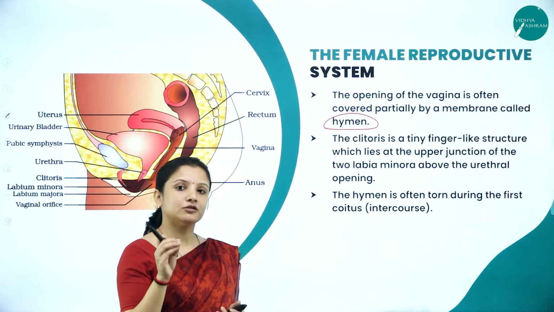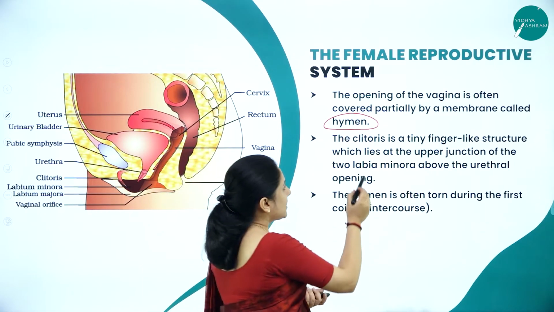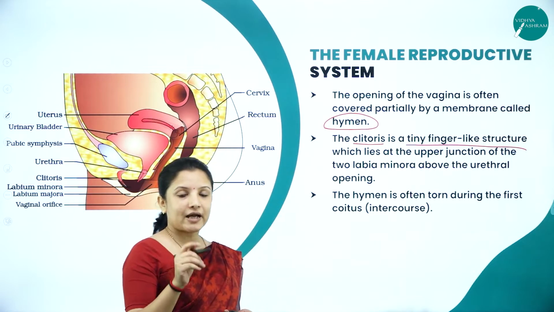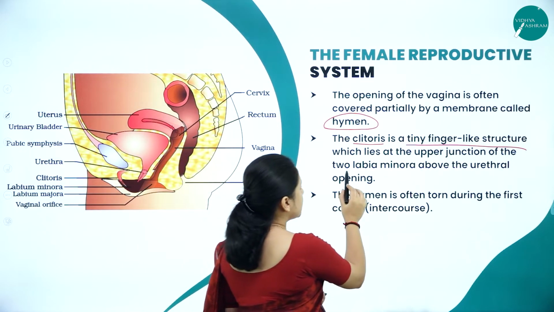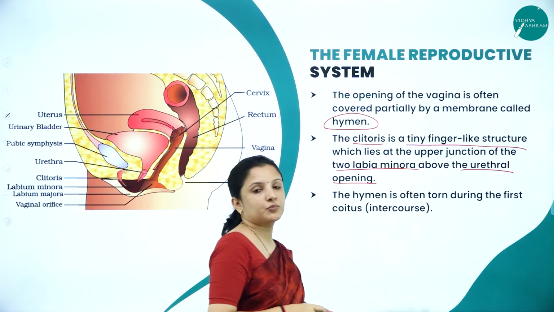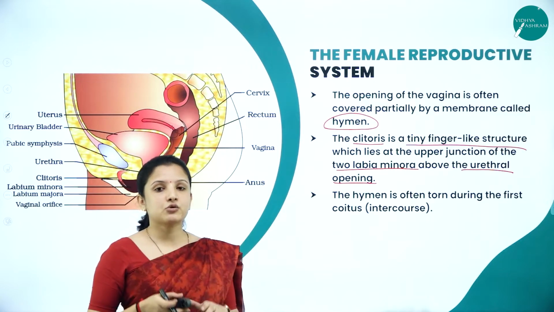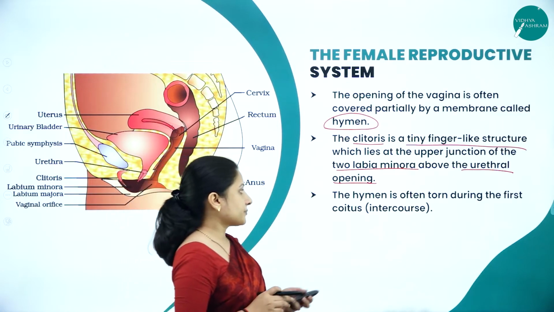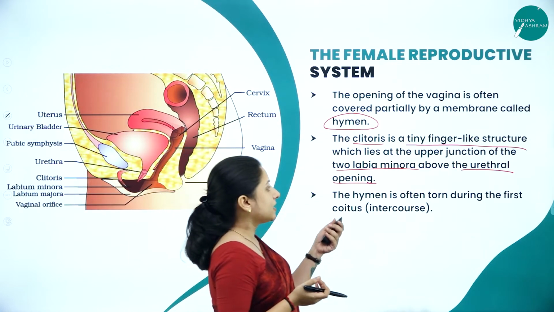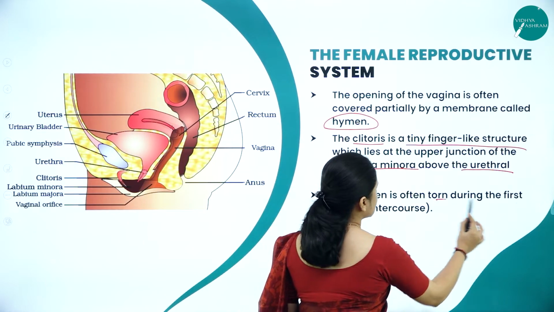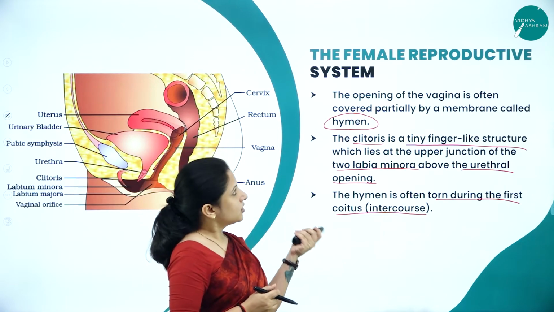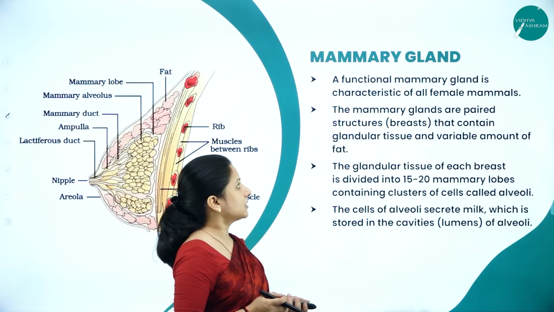And the clitoris is also an external genital structure. It is nothing but a tiny finger-like structure which lies exactly in the upper junction of the two labia minora and also above the urethral opening. So it is present above the urethral opening in between the two labia minora. And the hymen, which is a membrane-like structure, is often torn during the first intercourse or the first coitus. So this is about the female reproductive system.